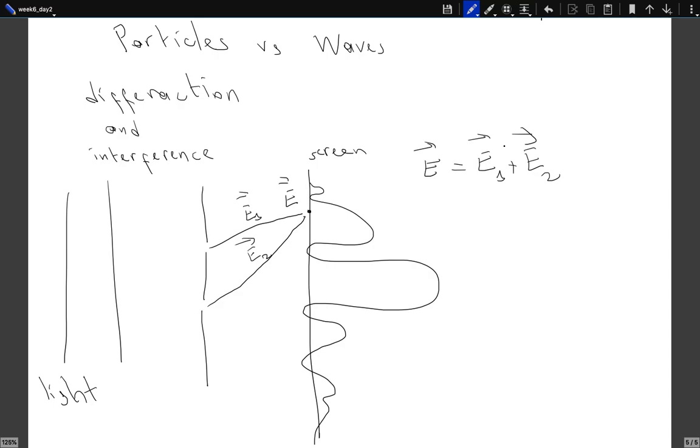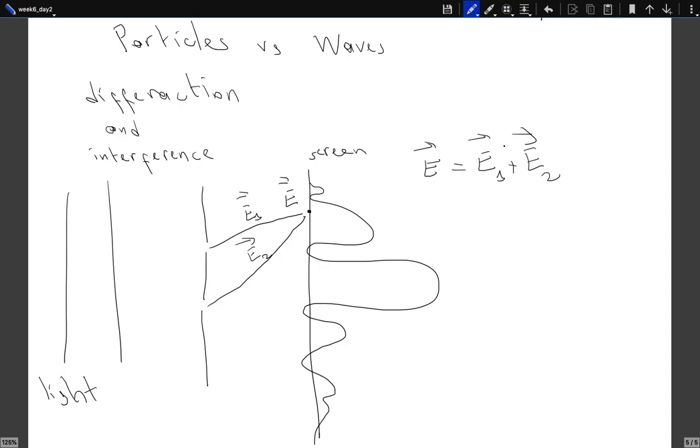But now we have discussed two phenomena. One was the blackbody radiation, the other one was the photoelectric effect. And these two phenomena led us to the conclusion that electromagnetic radiation itself is made up of photons, which are particles.